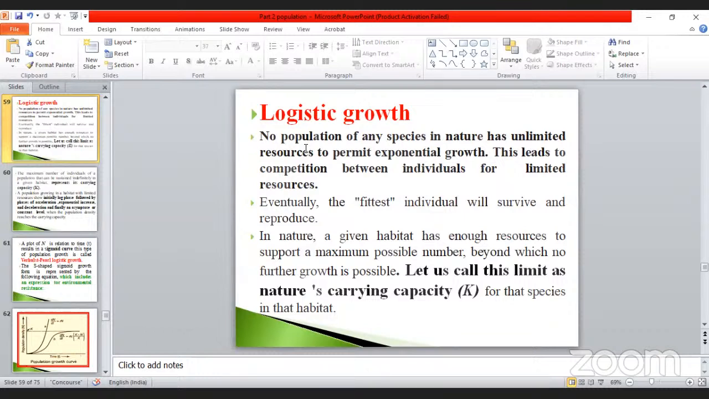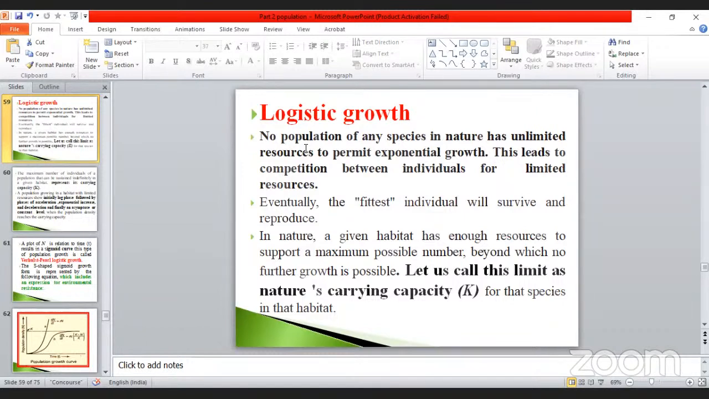Beyond which no further growth is possible. Suppose the number increases, what happens? The resource space is also, what happens? It is not sufficient for that particular population. Let us call this limit nature's carrying capacity.